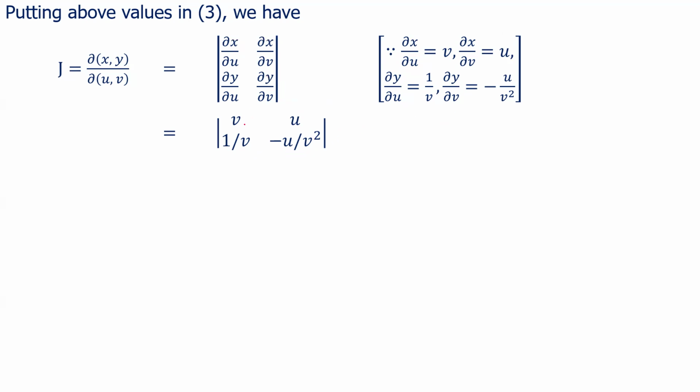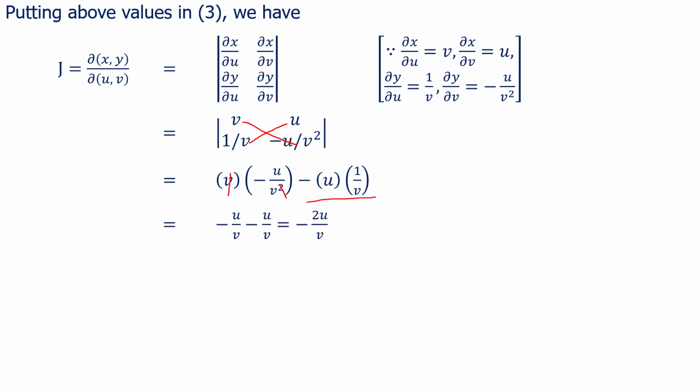Let us simplify this Jacobian determinant. Now we have to do cross multiplication: this into this minus this into this. So v into minus u upon v square, and minus of u into 1 upon v. Now just look here, v and 1 upon v cancel. So this is minus u by v. The first term is minus u by v, and the second term is also minus u by v. So we have the Jacobian of xy with respect to uv equal to minus 2u upon v.